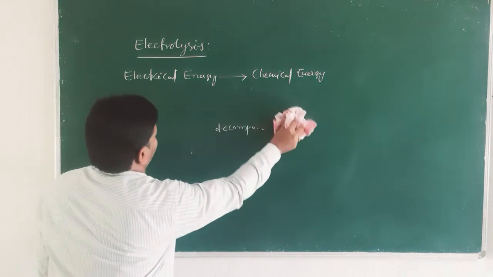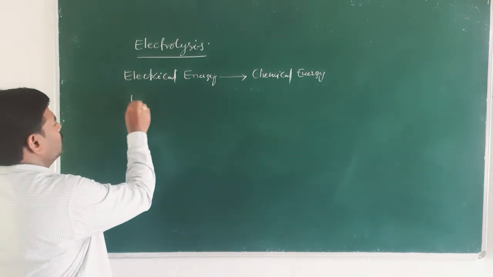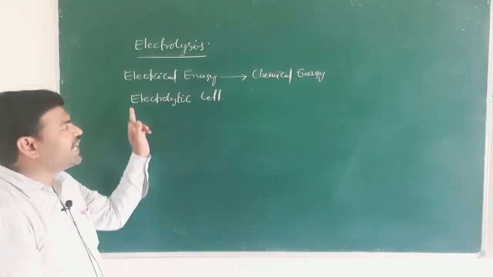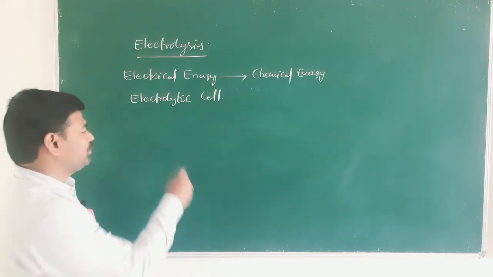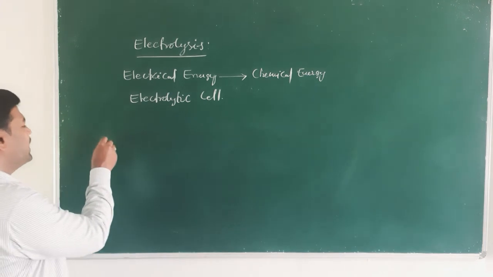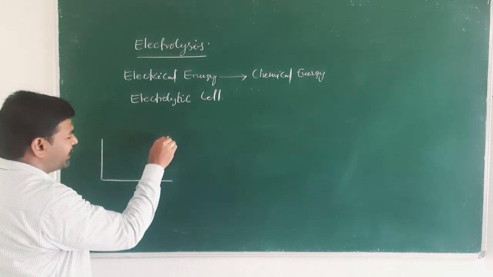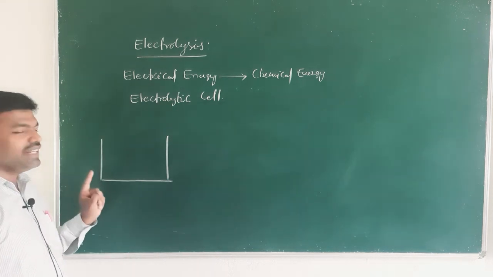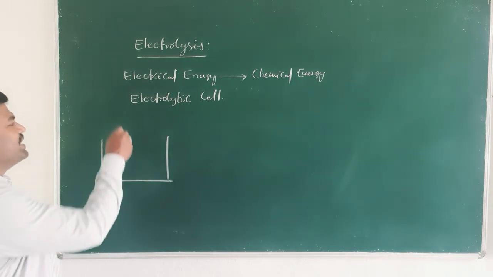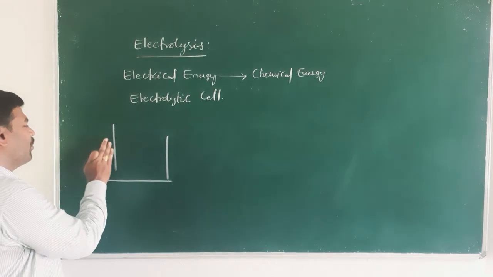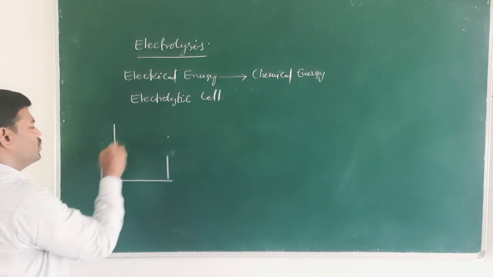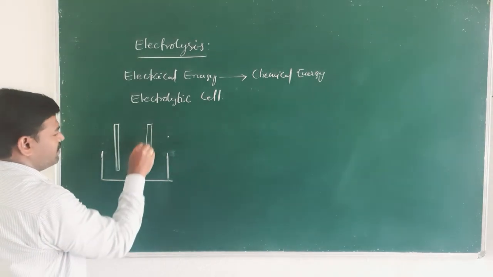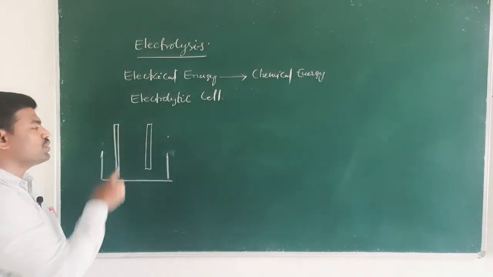Electrolytic cell consists of one container to pour electrolyte, and it consists of two rods, usually platinum rods, to conduct electricity.